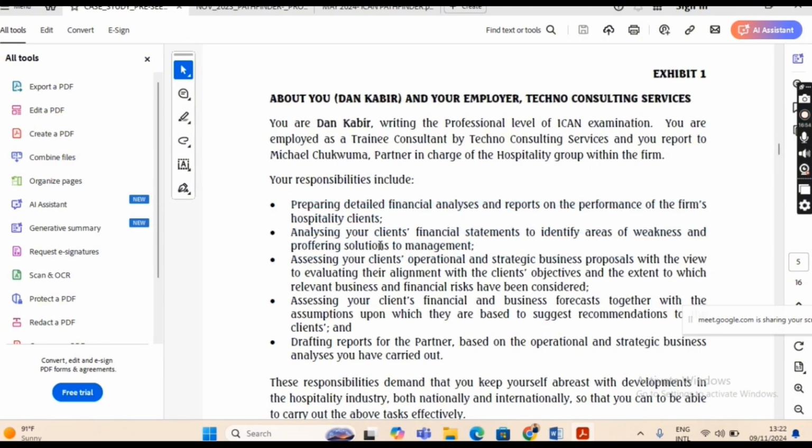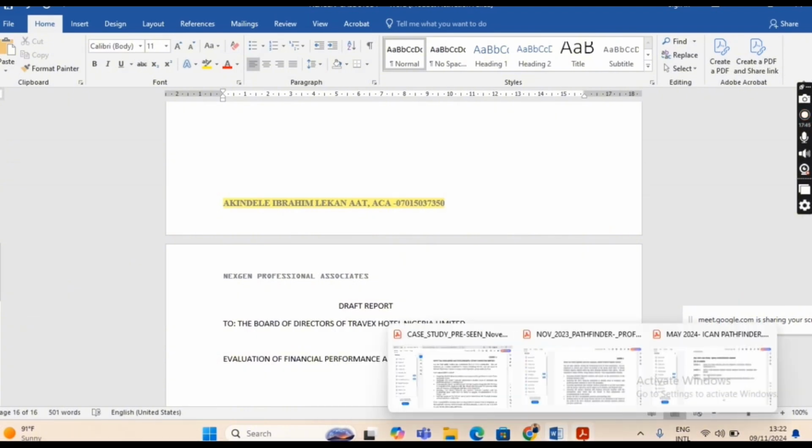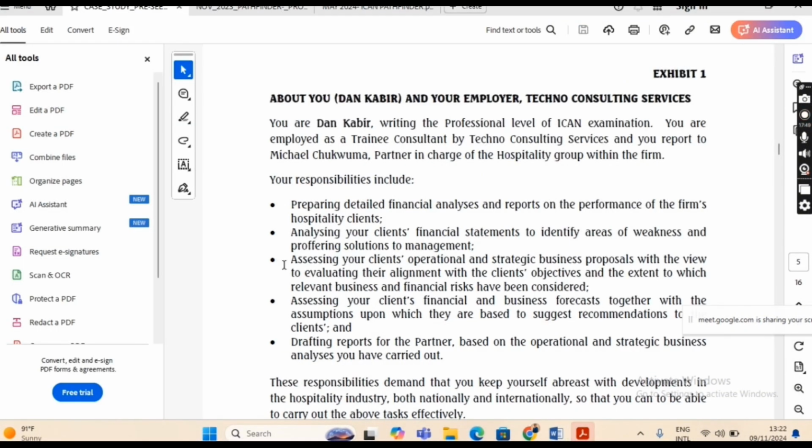Now, when you look at this, you will see that preparing detailed financial analysis and reports on the performance of the firm's hospitality clients, analyzing your client's financial statements to identify areas of weakness, and suggesting solutions to management. You can see they are still talking about financial analysis. When you analyze, you identify the areas and give solution. Your solution is your recommendation as well, right? So for your first requirement, you just put performance, or you say financial analysis. Now you check the next paragraph. It says what?